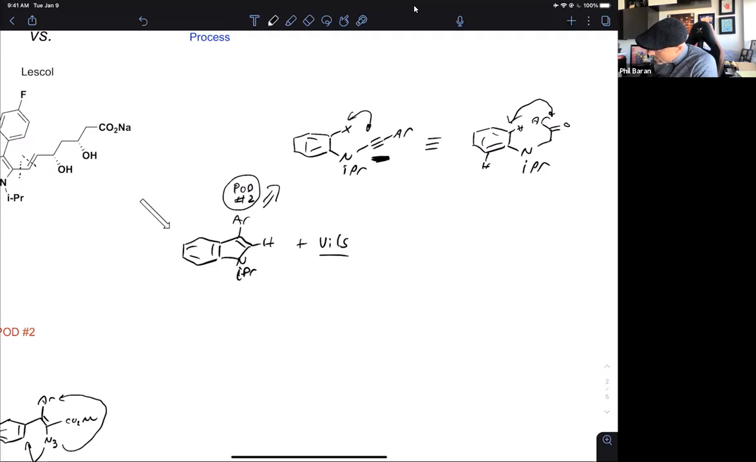So far more simple. I don't need any metals. I don't need any unstable intermediates. I don't need any halogen waste. I just alkylate here, start with isopropyl aniline, treat it with acid, and I'm done. How do you like that?